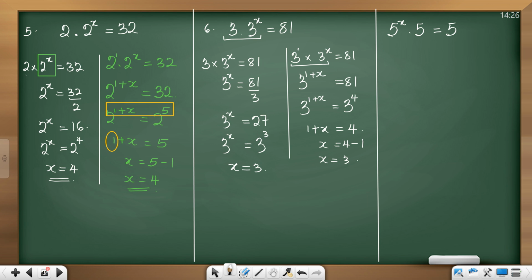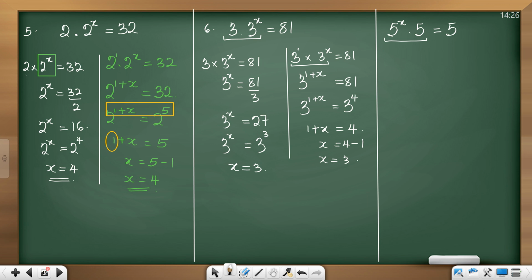Let's look at this one. It's looking interesting. 5 to the power of x multiplied by 5 is that. All right, do you notice that we have the same base on the left-hand side and we're multiplying?